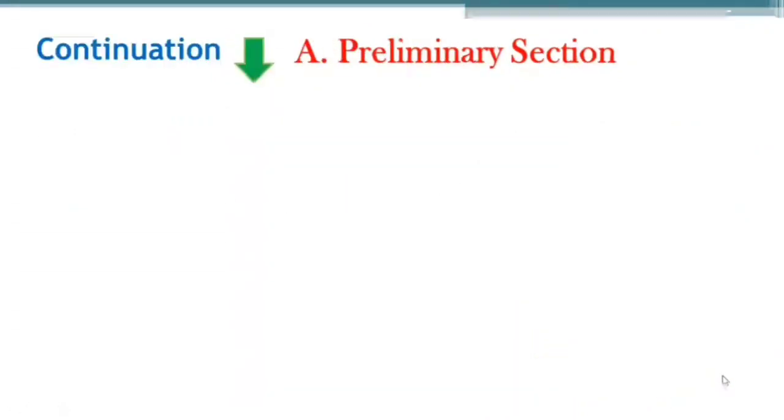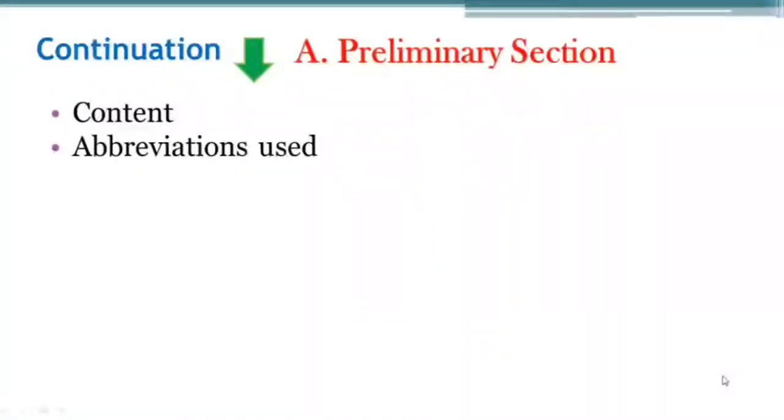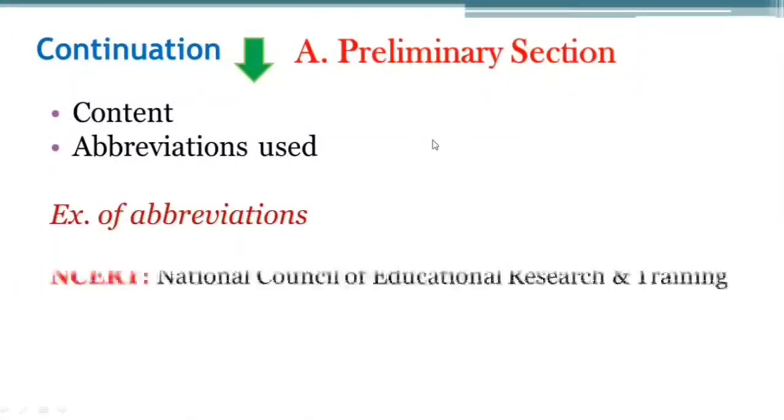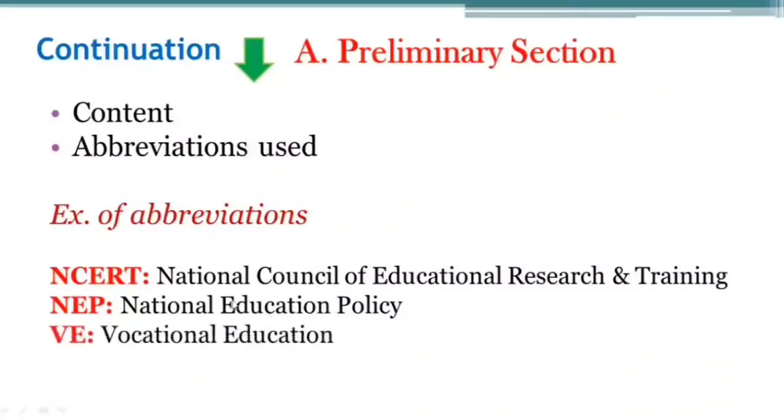So moving on to the next, the preliminary section should also consist of the contents and the abbreviations that you are going to use. I suppose that you already know how to write your contents. The contents should be written in logical order according to the page. And next is abbreviation use. You also have to mention in the preliminary section the expanded form of your abbreviations. So these are some examples of abbreviations. In case you are using an abbreviation, you will also have to write down the expanded form of that abbreviation. So this is all about the preliminary section.